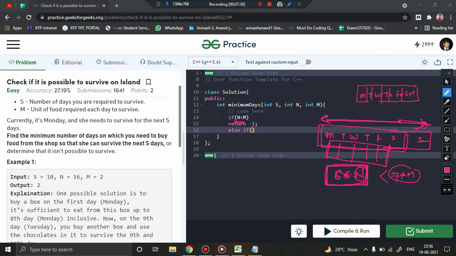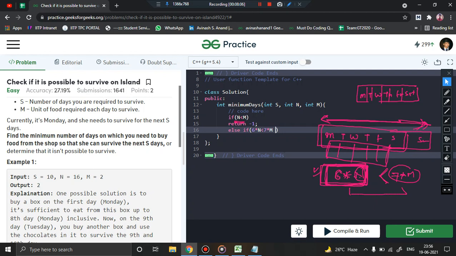So if I find that 6 into n is less than 7 into m, it indicates that she will not be able to survive, right? Because she has to have some food in stock, because on Sunday it will be closed. But if she finds that in the 6 days she is not able to gather enough food, then obviously she is going to die, right? This will be one condition. Else if I find that 6 into n, the maximum amount of food I can purchase, is less than the whole week's consumption, then definitely she is going to die.